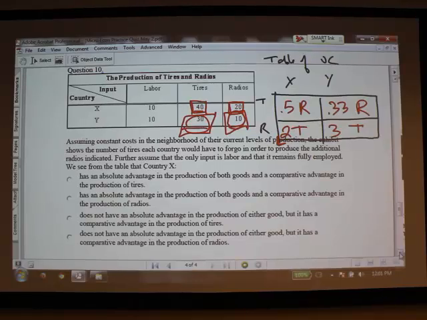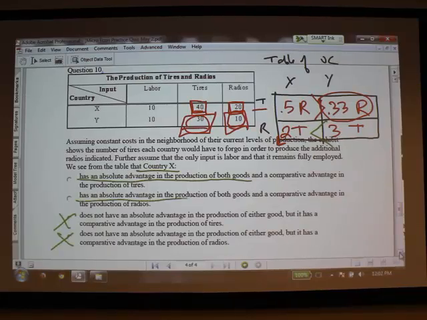So you have a comparative advantage in something if you have a lower opportunity cost of producing it. Who has a comparative advantage in tires? Country Y, because 0.33 is less than 0.5. And country X has a comparative advantage in radios because 2 is less than 3. Okay, so we're talking about country X. We already saw that it has an absolute advantage in both goods. So it can't be C or D, right? Both of these have absolute advantage in both goods. But it has a comparative advantage in radios. So only B is the right answer.